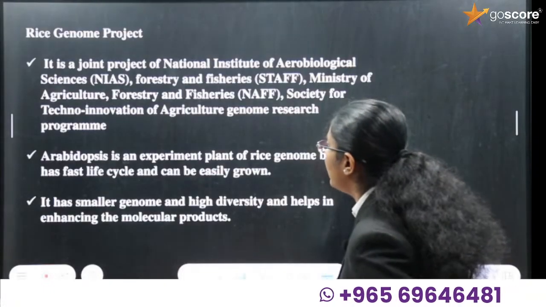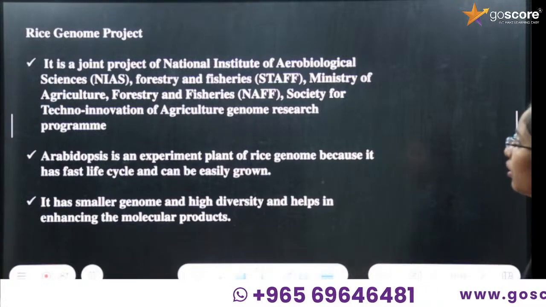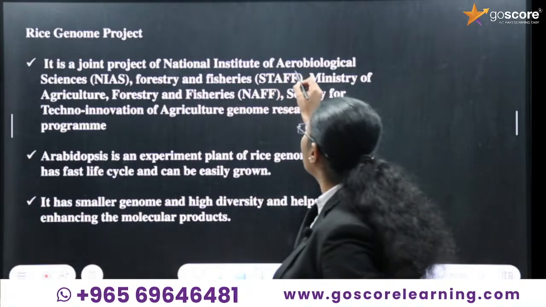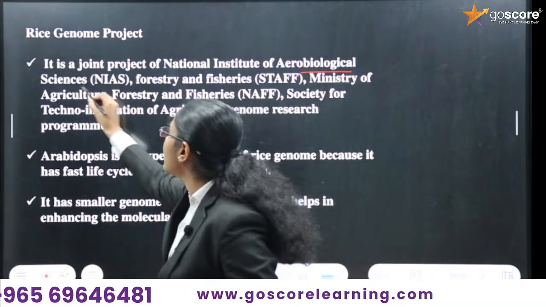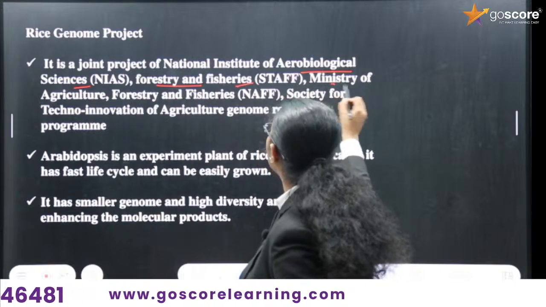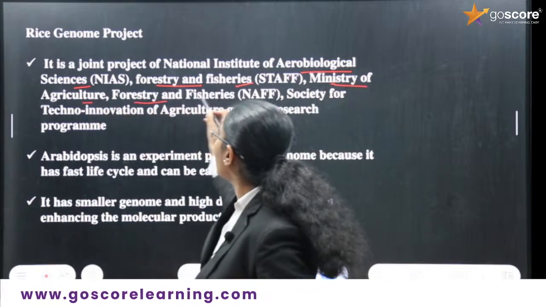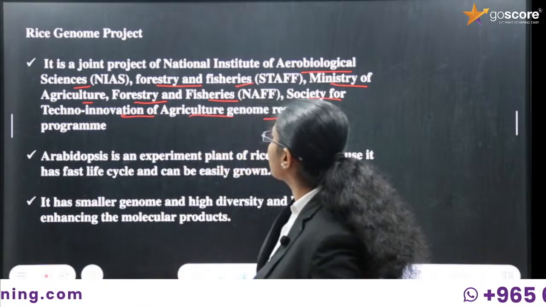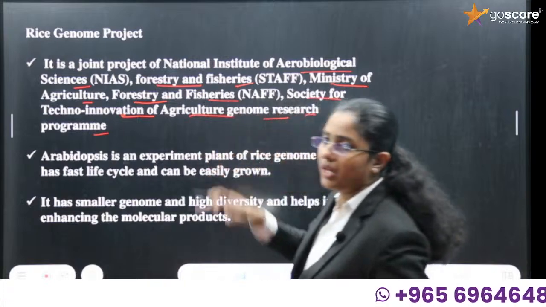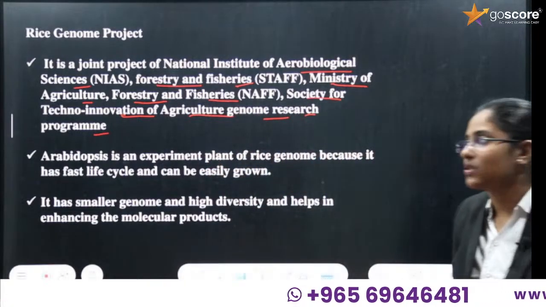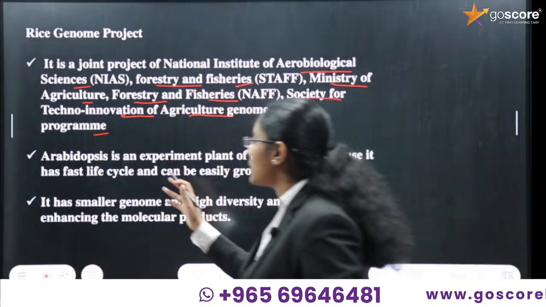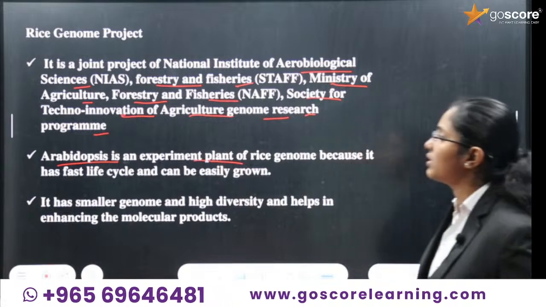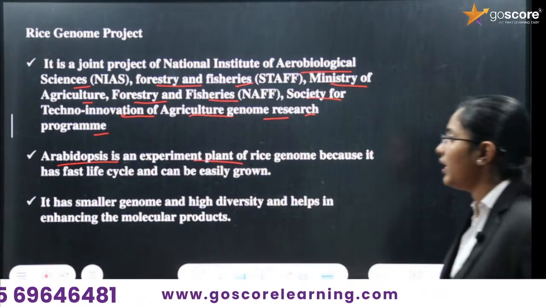Then next, who initiated this project? It is a joint project of the National Institute of Agrobiological Sciences, the Ministry of Agriculture, Forestry and Fisheries, and the Society for Techno-Innovation of Agriculture, Forestry and Fisheries Genome Research Program. Everyone came together and did the Rice Genome Project. Which plant was mostly used? Arabidopsis was the plant. It is an experimental plant for the rice genome project because it has a fast life cycle and can be easily grown.